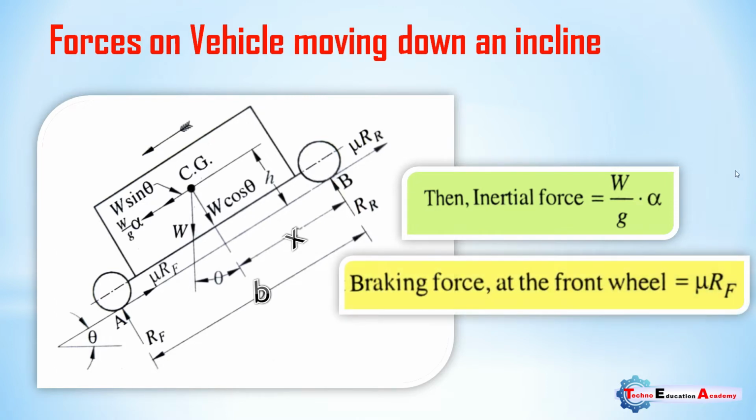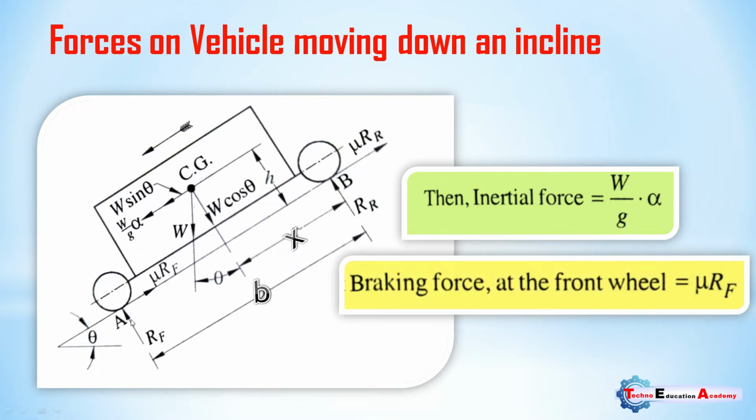Then braking force at the front wheel. Here we will discuss three cases: whenever we apply the brakes on the front wheel only, whenever we apply the brakes on the rear wheel only, and whenever we apply the brake force on all the wheels. So our first case is brake force at the front wheel. As we know, the friction force acts in the opposite direction of the motion of the vehicle. This is the motion of the vehicle, and it is the friction force at the front wheel, F equal to mu Rf. Then braking force at the front wheel equals mu Rf.